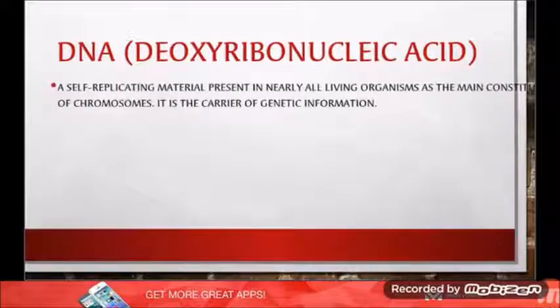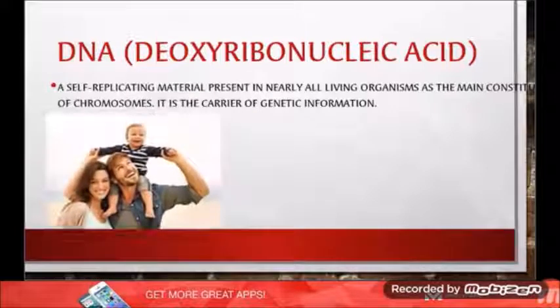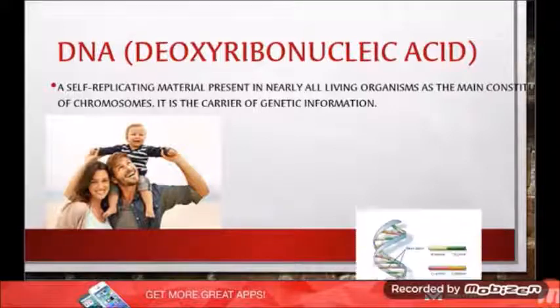DNA or deoxyribonucleic acid is a self-replicating material present in nearly all living organisms as the main constituent of chromosomes. It is also the carrier of our genetic information. DNA bears the hereditary information that is passed on from parents to children, providing instructions for how to make the many proteins needed to build and maintain functioning cells, tissues, and organisms. So basically, this is how a DNA looks like.